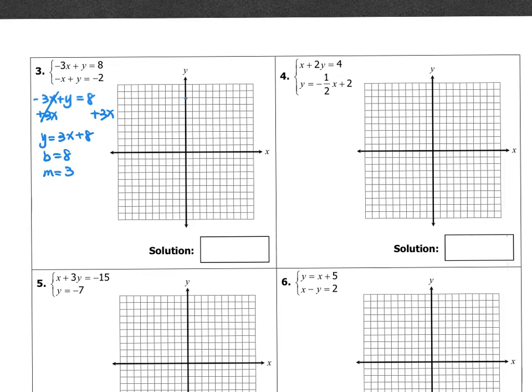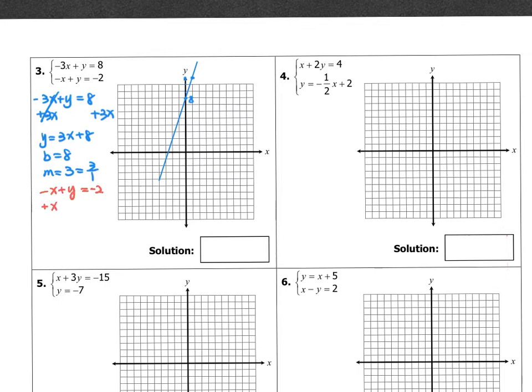Now I know my b is 8, my m is 3. So I'm going to go for 8 here. That's my b. And then I rise by 3. So I rise by 1, 2, 3, and I move to the right by 1. That's my first answer. That's the first line. Now the second line is negative x plus y equals negative 2.